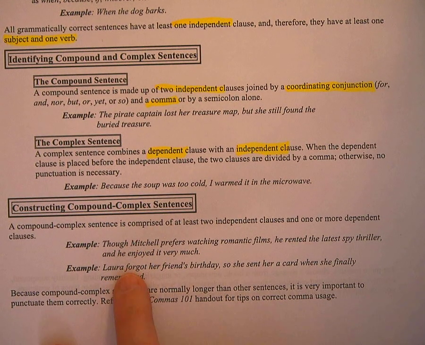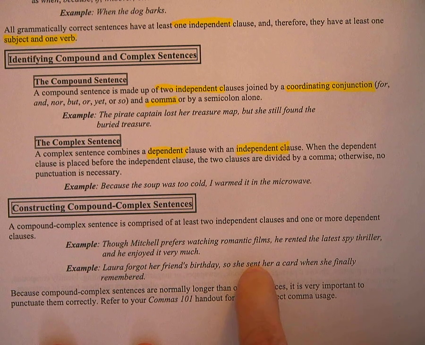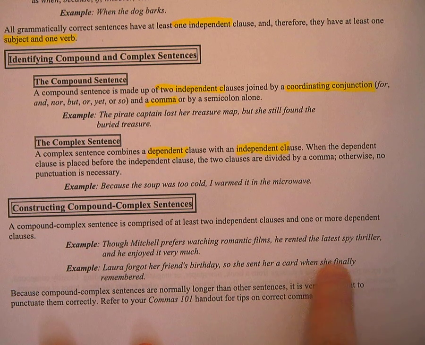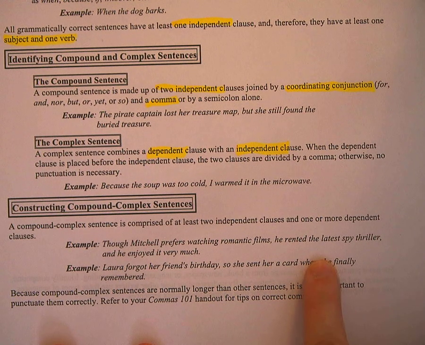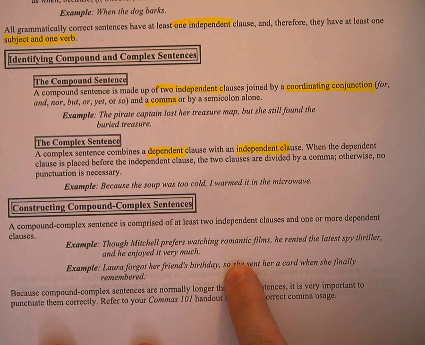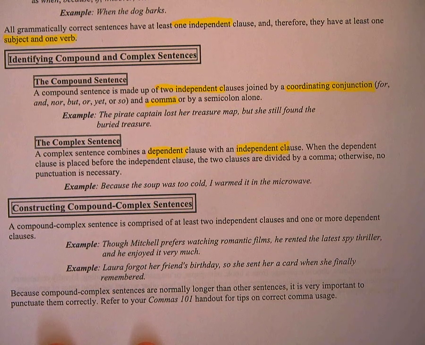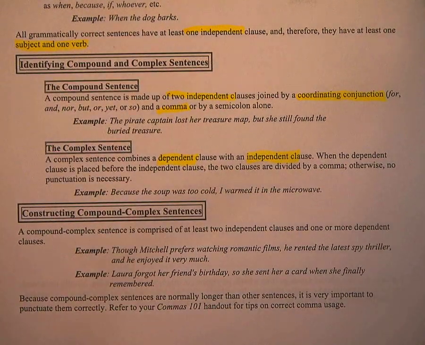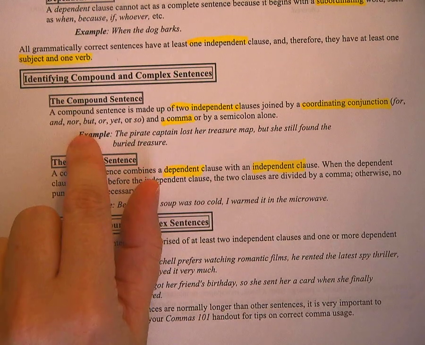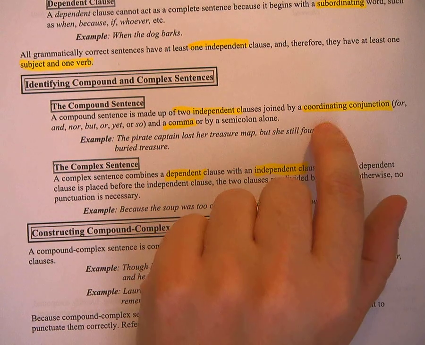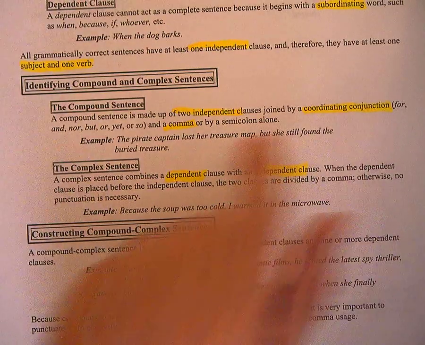Independent clause, followed by another independent clause, brought together with a comma and a coordinating conjunction, and a dependent clause. When she finally remembered cannot stand on its own. It's dependent on the other clauses to make it make sense, to make it complete. Okay, so with my compound sentences, I use my fanboys, which many of you know. Another word for fanboys is coordinating conjunction. I want you to learn that word.